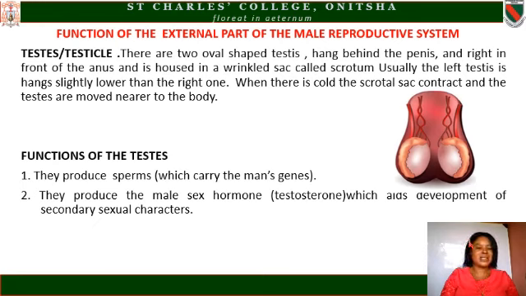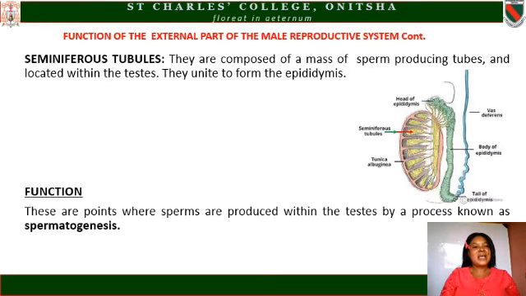Number 2 function is that they produce the male sex hormone called testosterone, which aids development of secondary sexual characters. Examples of secondary sexual characters in males include widening of shoulders, deepening of voice, growth of facial hairs, pubic hairs, etc. The next one is the seminiferous tubules.